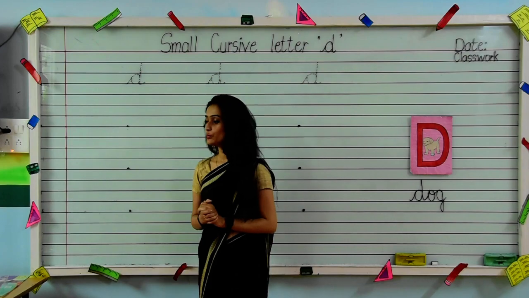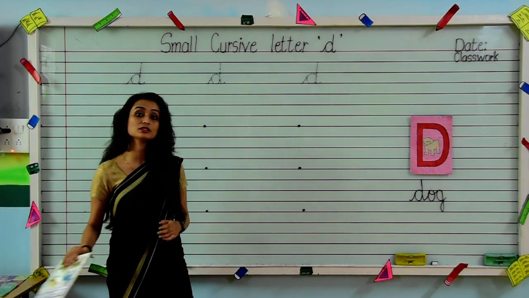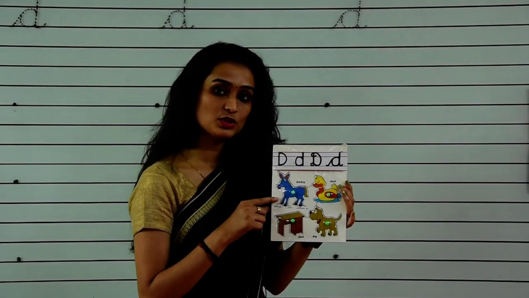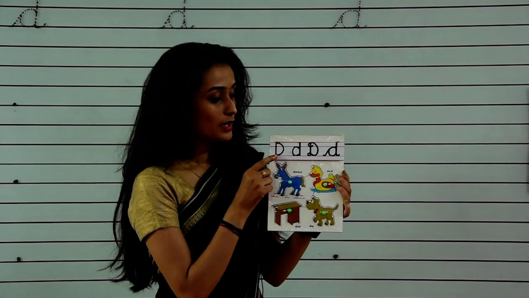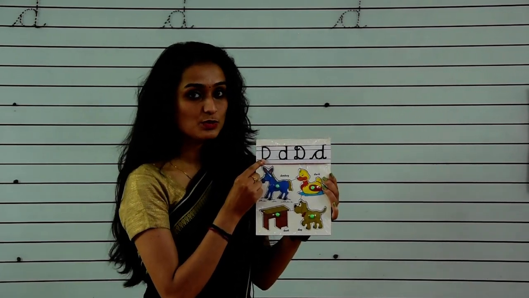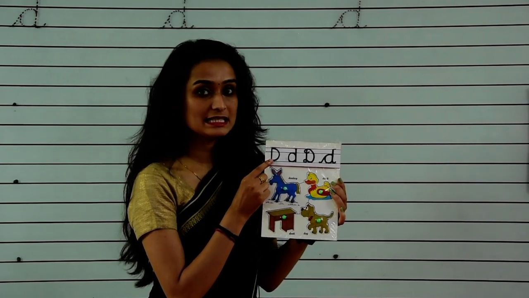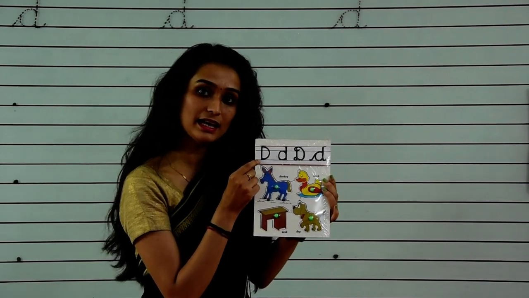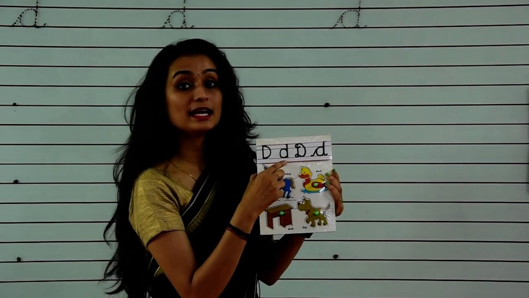So now we will see different formations of D with the help of this tool. Kids, please pay attention over here. First one is capital D. Capital D is written between first three lines. Okay, come on the next one.